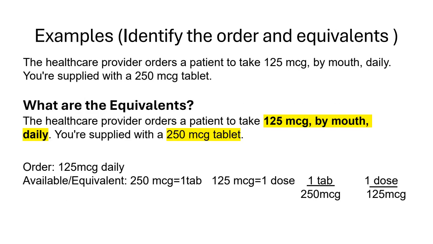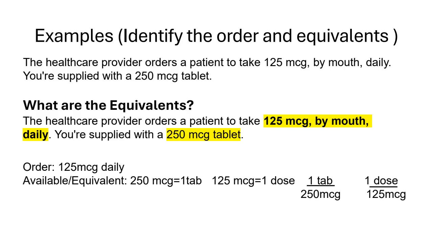So I'm going to start with the examples. I'm first going to start with how to note what to identify in the order, and the equivalents. In this case, the problem reads: the healthcare provider orders a patient to take 125 micrograms by mouth daily, and you're supplied with 250 micrograms tablets. So first of all, what are the equivalences and what are you looking for? In the equivalence, you know that 125 micrograms is going to be one daily dose. That's your dose. Now the supplied, in this case, is the available. You have another equivalent there, which means that you have 250 micrograms tablets.